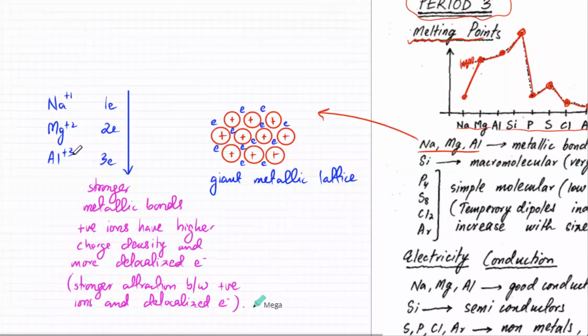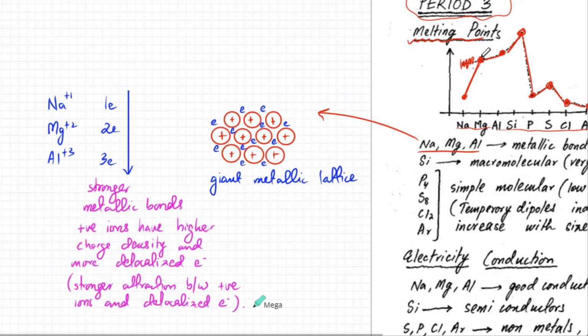So if you've got aluminium, the positive ion would have a much greater charge, and there's going to be a lot more delocalized electrons. So is that point clear? This point? Yes. Okay. Anna, is this clear? Yes, sir.